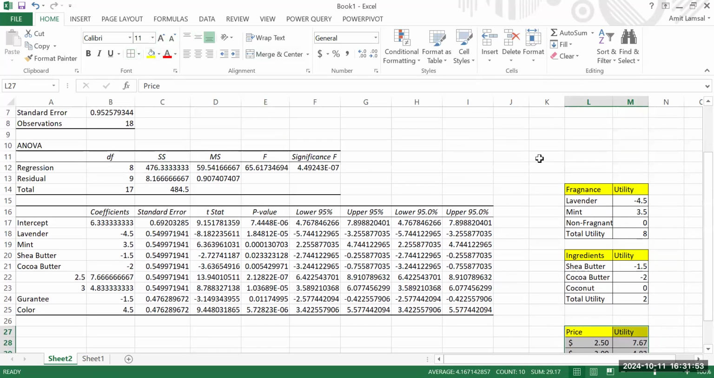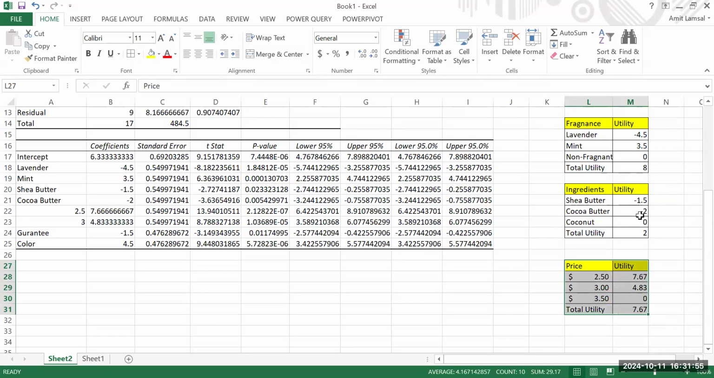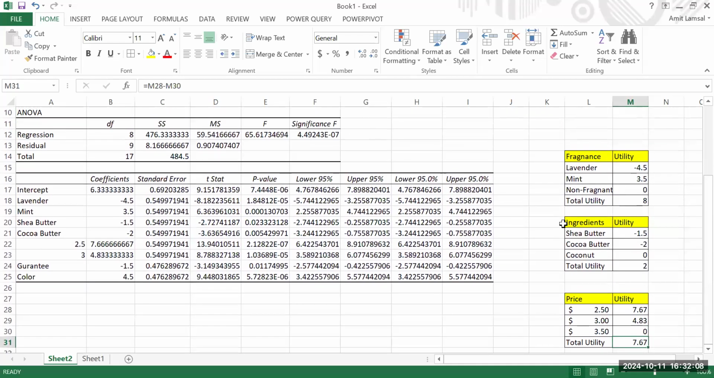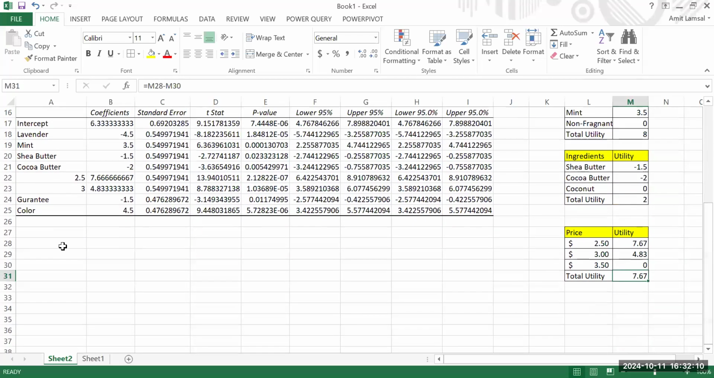So here we have the total utility of fragrance as 8, total utility of ingredients as 2, and total utility of price as 7.67. You can easily see this one has a different importance. Here utility means the importance. Likewise, let's do the attributes. Let's do the ultimate one, importance or utility. You can write it utility.